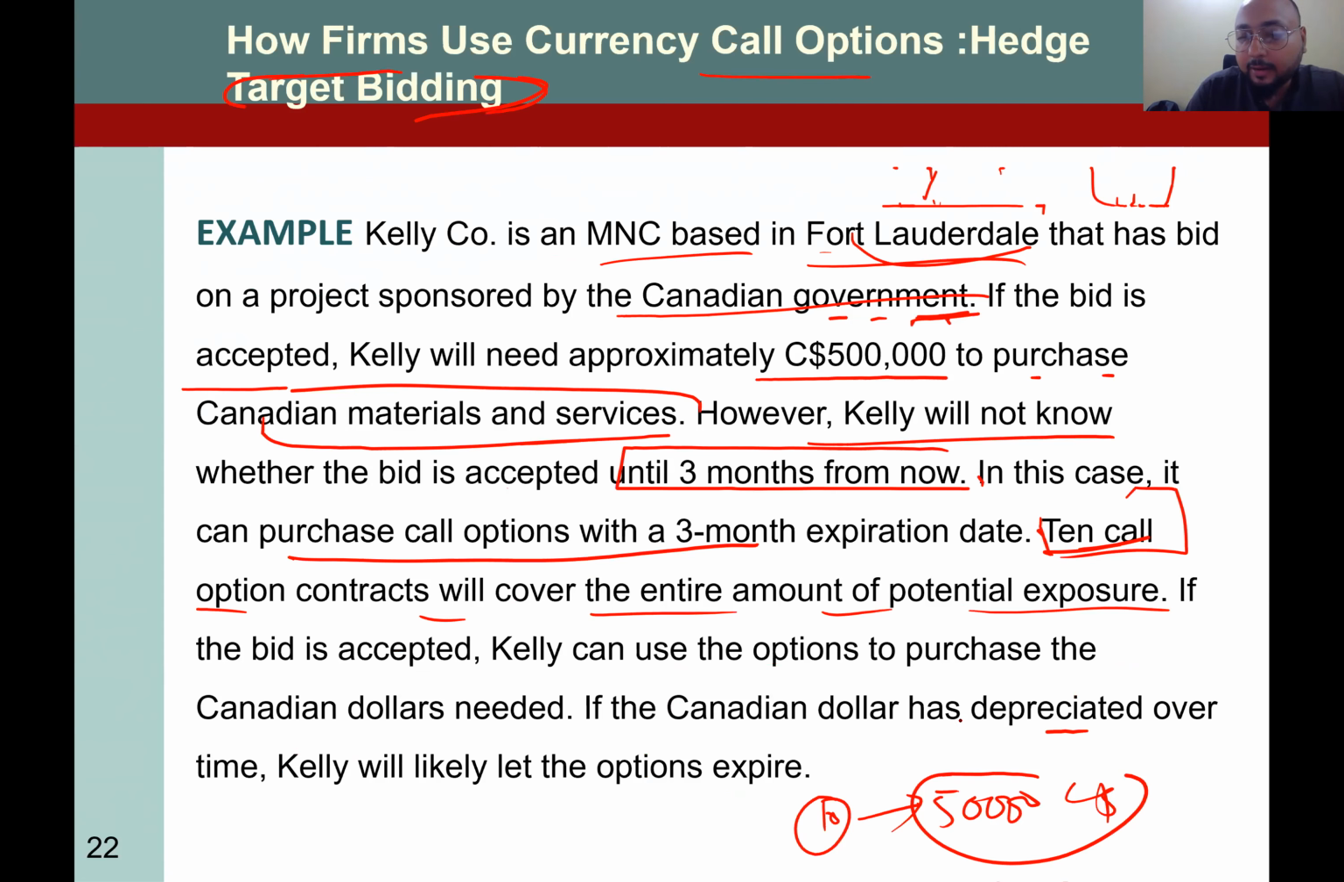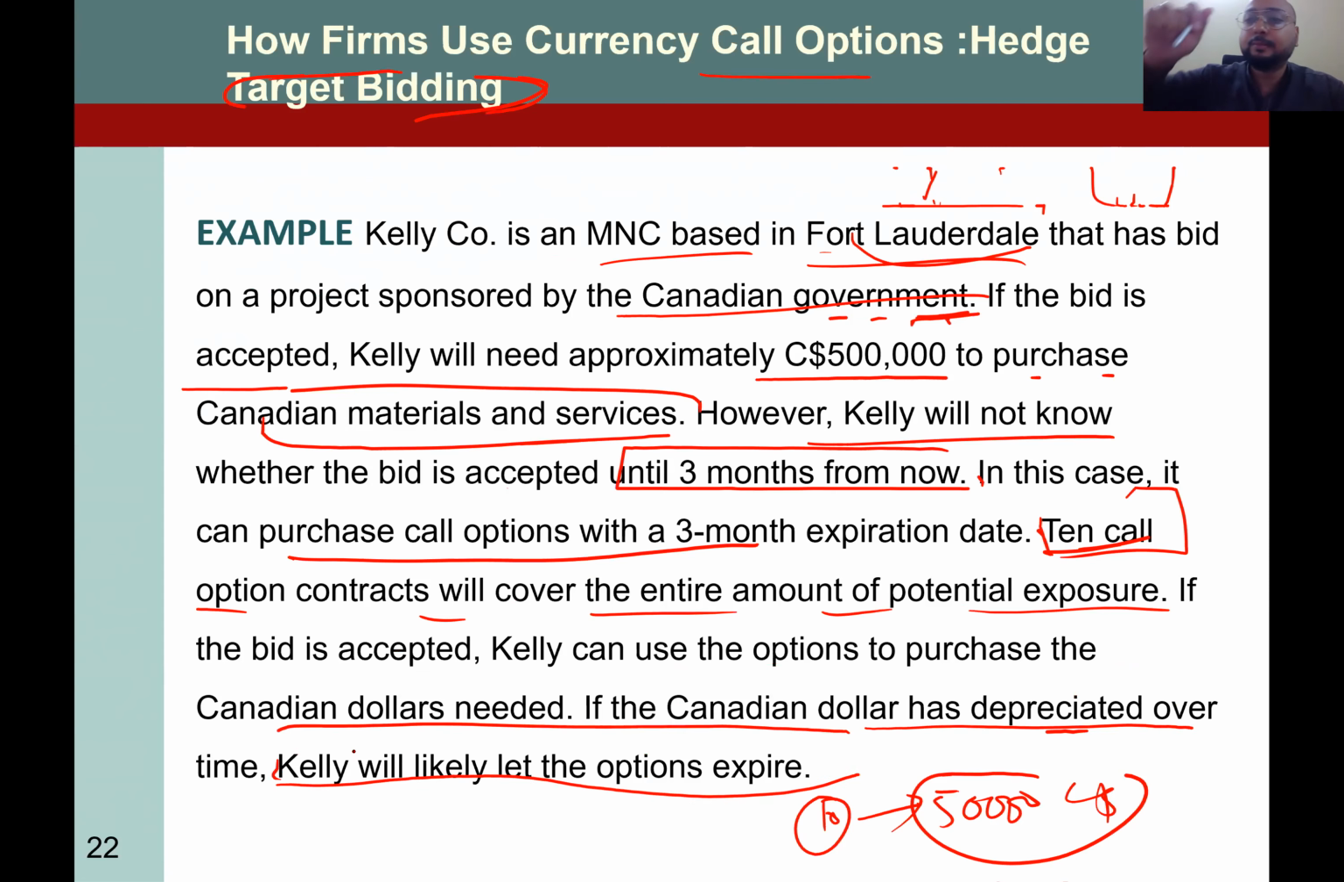So if the Canadian dollar has depreciated over time, Calais will likely let the option expire because their biggest risk is that the Canadian dollar will go up. What if the Canadian dollar goes down? You let that option contract expire. You do not want to exercise your right to purchase, because purchasing from the market is cheaper. So you let that option expire. Your only loss is you pay the call premium. That's it.